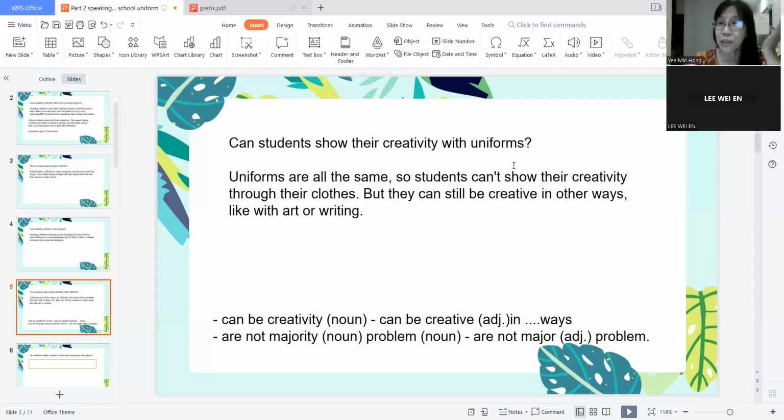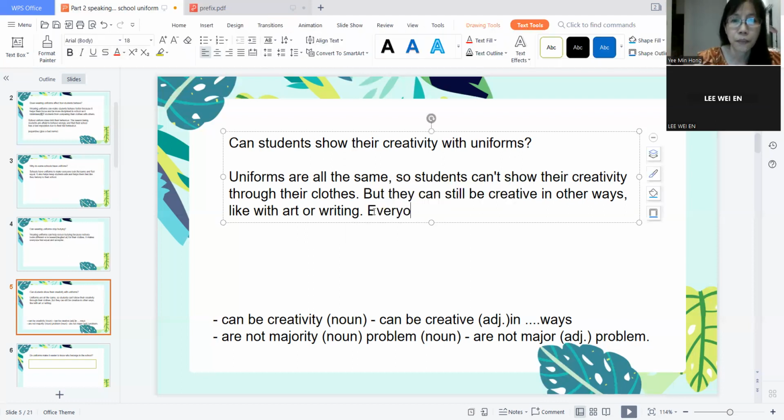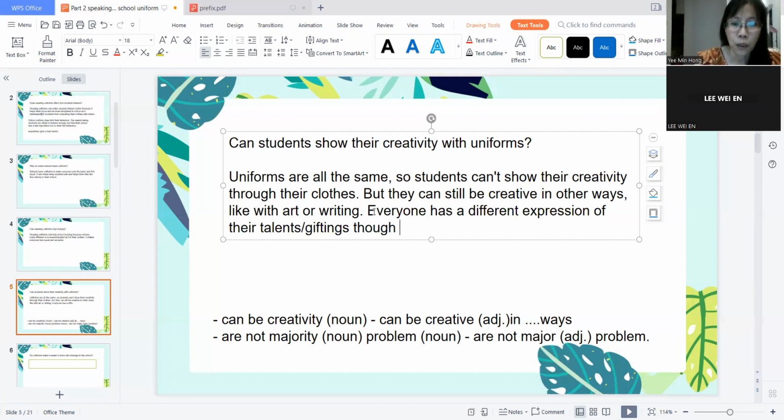They can still present themselves differently. Even though they are under the same clothes, everyone has different expressions of their talents or giftings. Talents means giftings. Though they are wearing the same uniform.